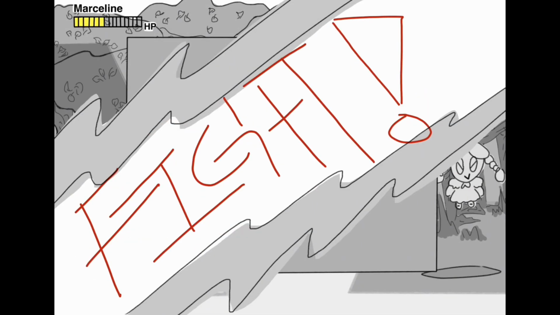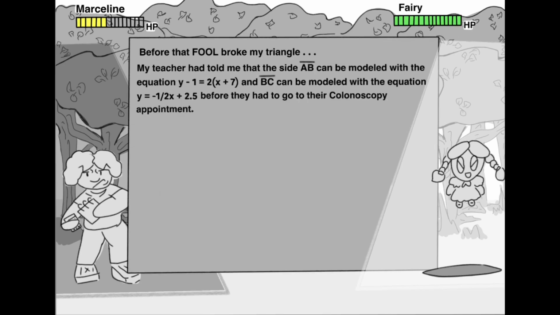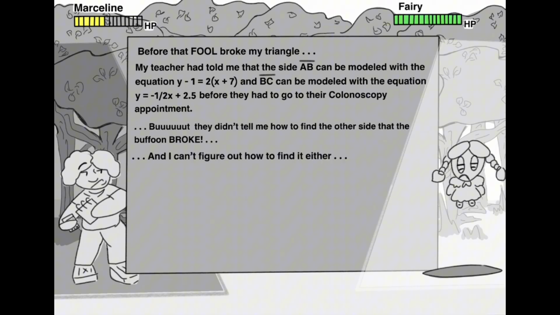Round 1. Fight! Before that fool broke my triangle, my master told me that side AB can be modeled with the equation y minus 1 equals 2 bracket x plus 7, and BC can be modeled with the equation y equals negative 1 divided by 2x plus 2.5, before they had to go to their philosophy appointment. But they didn't tell me how to find the other side before that buffoon broke it. And I can't figure out how to find it either.